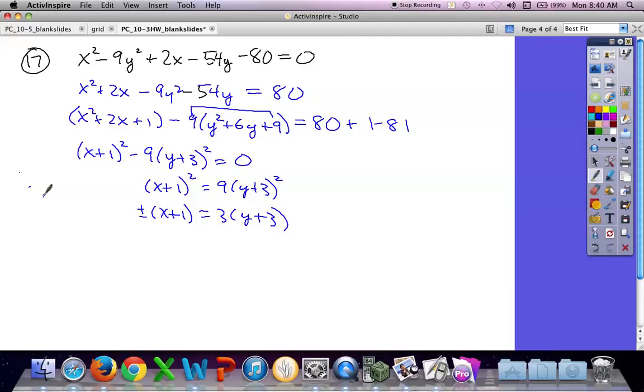So that's 2 straight lines. One of them is what you get if you solve this for y with the plus, and one of them is what you get if you solve for y with the minus. In the end, it looks like 2 straight lines.